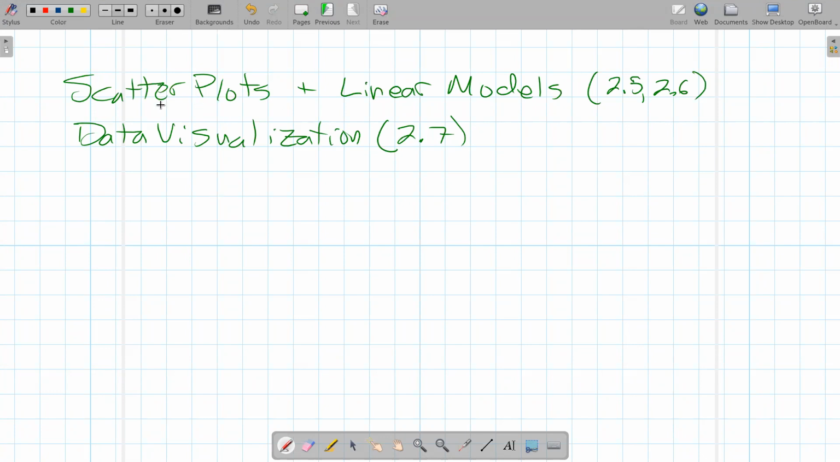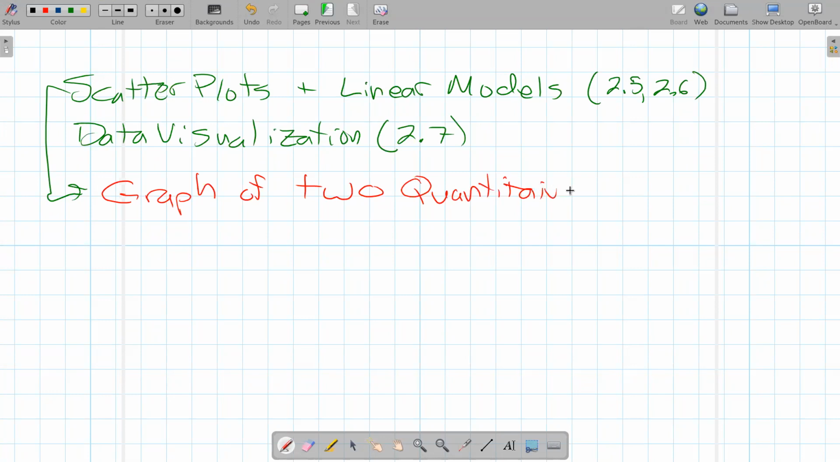So scatter plots. A scatter plot is a graph of two quantitative variables. So think back to your algebra classes. That's where we had to decide on some variable is going to be X and this other variable is going to be Y. And then we just plot the points and see what happens. Sometimes points line up and sometimes they don't.